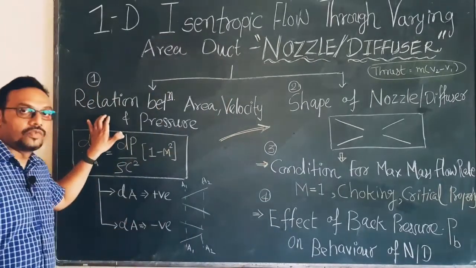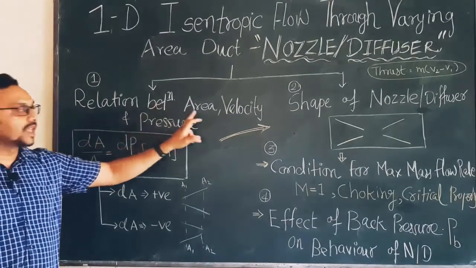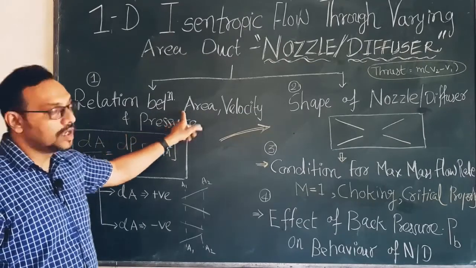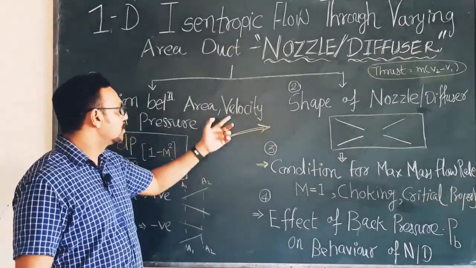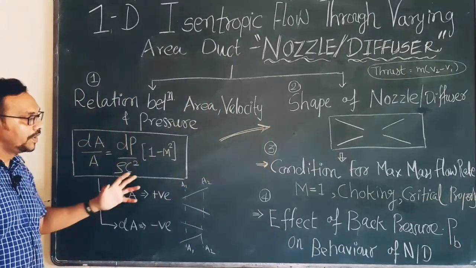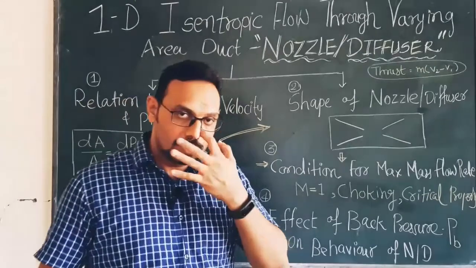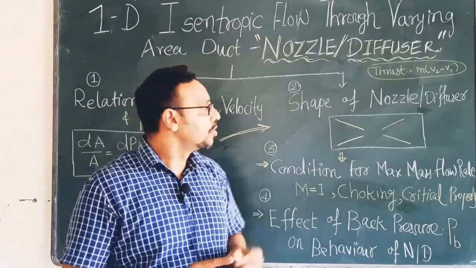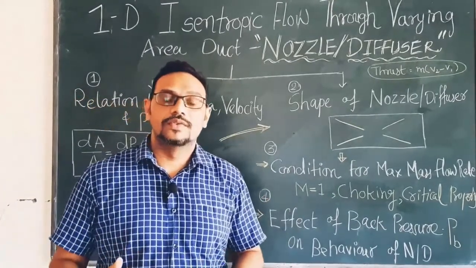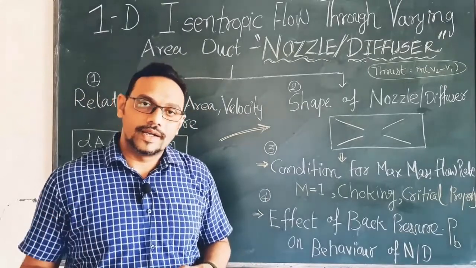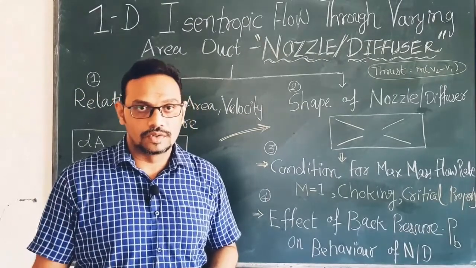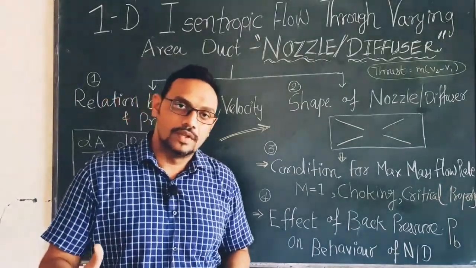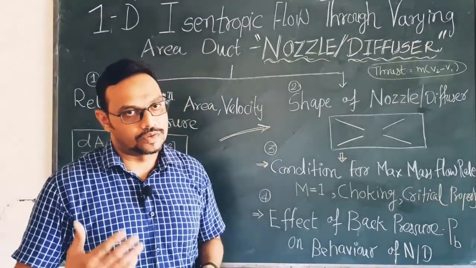So the first theory is the relation between area, velocity and pressure. What happens if the area of the nozzle or diffuser changes? What happens with the velocity and pressure? We know the function of a nozzle is basically to increase the kinetic energy at the expense of pressure energy. So a nozzle is used to increase the velocity, whereas a diffuser converts kinetic energy into pressure energy. It slows down the flow and increases the pressure. So diffusers are used to increase the pressure, whereas nozzles are used to increase the velocity.